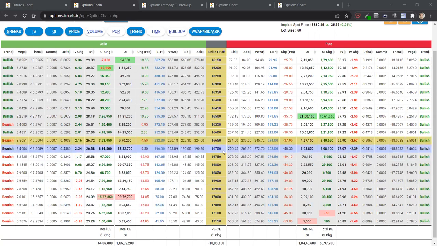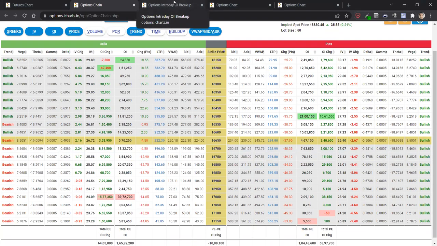On expiry day, it's a little bit different because the OI acts differently on expiry day. On all other days, you can monitor this properly, and this works most of the time. Now, second thing: once you have formed a trend bias, you can look for trades in that particular direction.